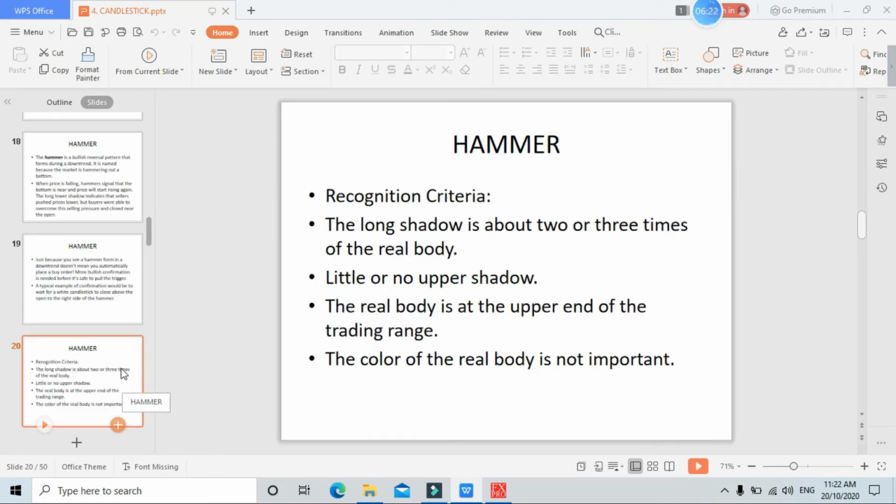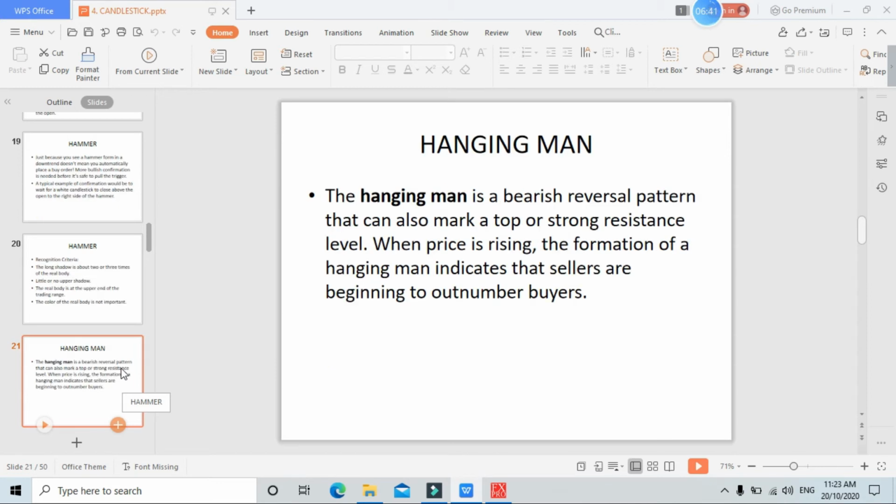So the recognition criteria is: the long shadow is about 2 to 3 times the real body, little or no upper shadow, and the real body is at the upper end of the trading range. The color of the real body is not important, whether it is black or hollow, but the shape is very important. So what is the hanging man?